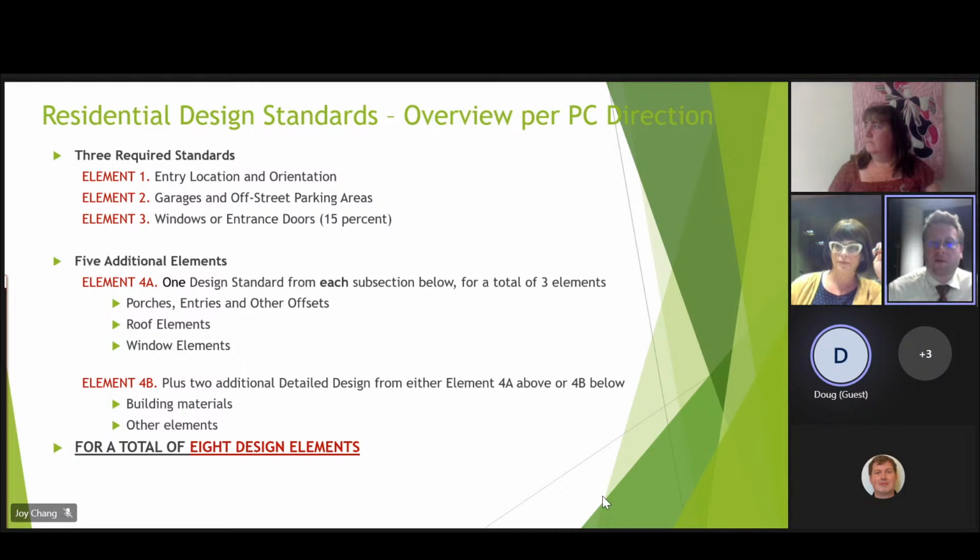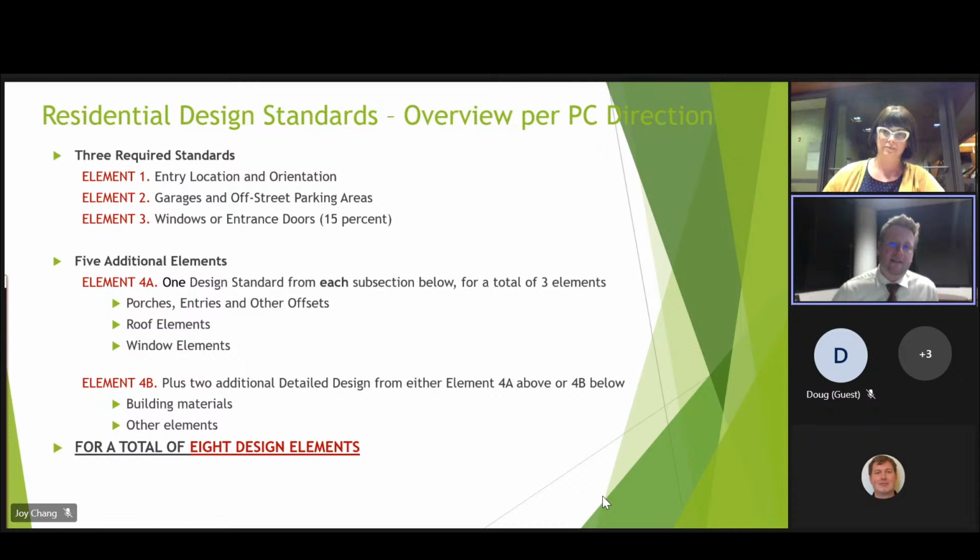I mean, if you want to build a duplex on your property, you've got to conform to design standards. To me, that's pretty simple. I can see the dispute. I agree with you. I'm kind of playing devil's advocate here. Yeah, I get it.